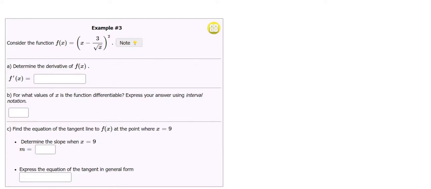In this question, we're given the function f of x, shown here, and then we're asked to determine the derivative of f of x. And then from there, we're going to determine the values of x for the function to be differentiable. And then we are going to find the equation of the tangent line when x is equal to 9. So this part should look a little bit familiar, right?